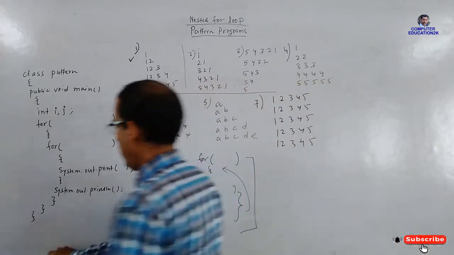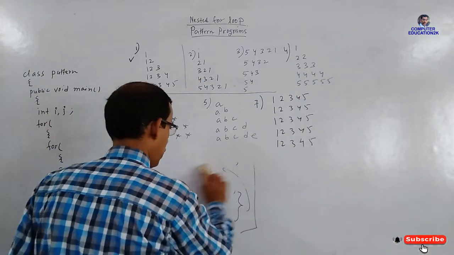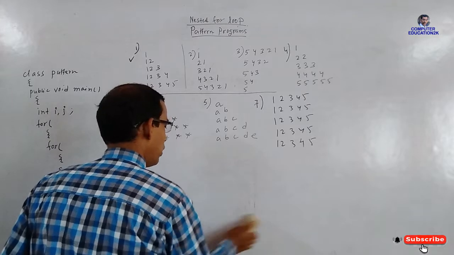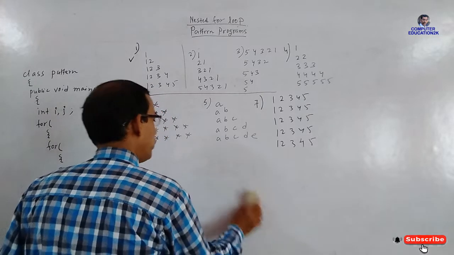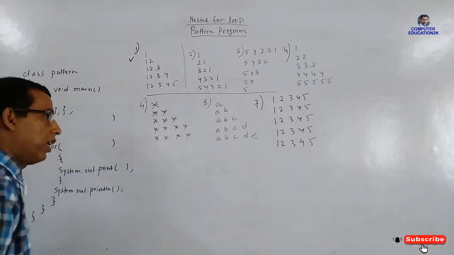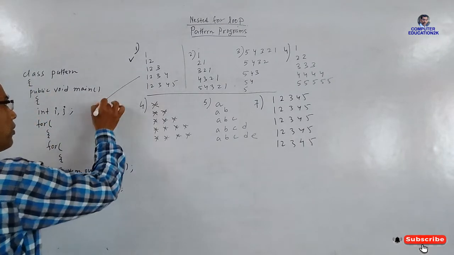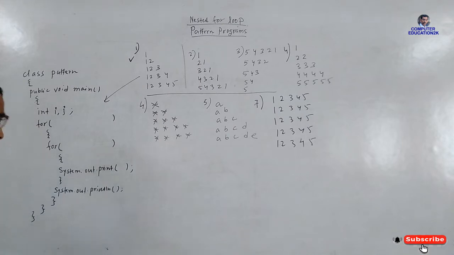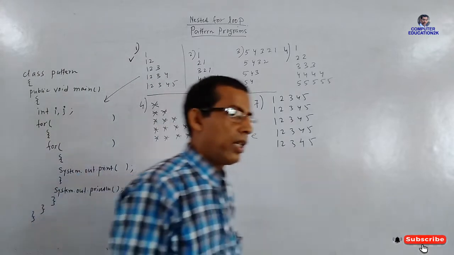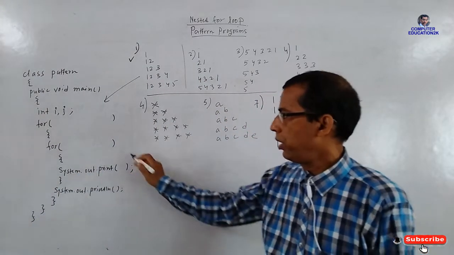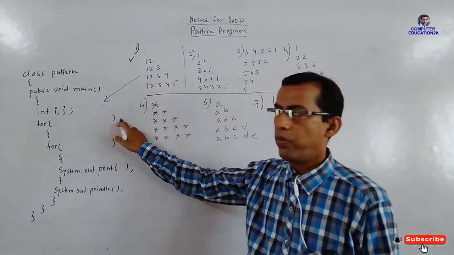Now please see the first question: 1, 1 2, 1 2 3, 1 2 3 4, 1 2 3 4 5. We have to write the program to generate this kind of pattern. You can see I have made two for loops here. This for loop is the inner for loop and this for loop is the outer for loop.